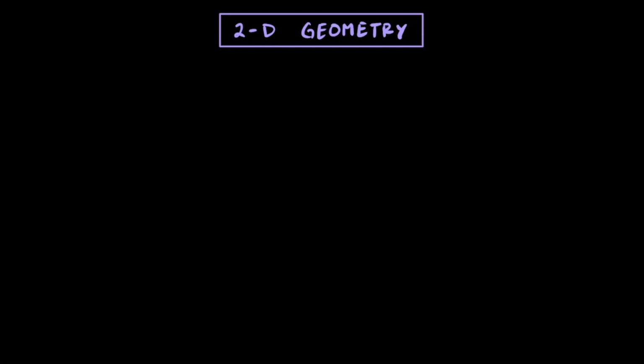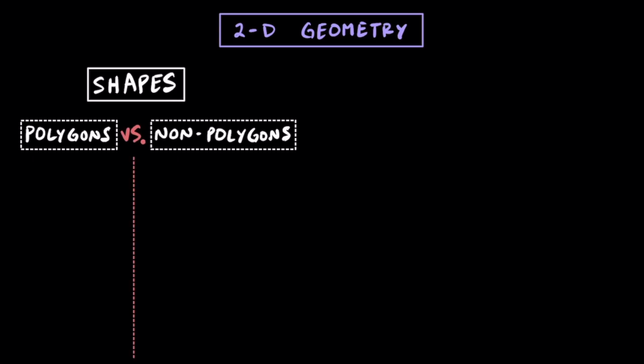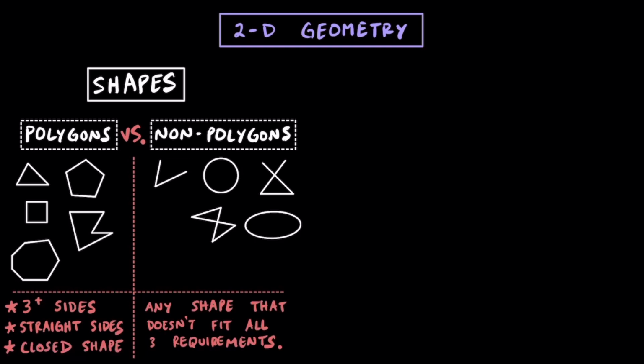In this video, let's talk about two-dimensional or 2D geometry. Specifically, we're going to start off by talking about shapes and look at the differences between polygons and non-polygons. What differentiates polygons from non-polygons is that they always have 3 or more sides, their sides are always straight, and they're always going to be closed shapes. If a shape doesn't meet all 3 of these requirements, then it's not a polygon.